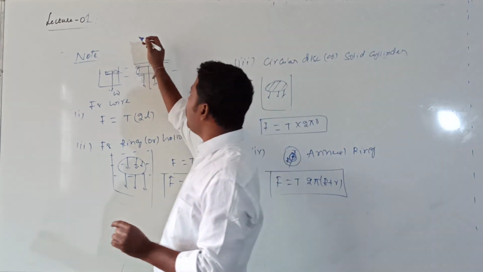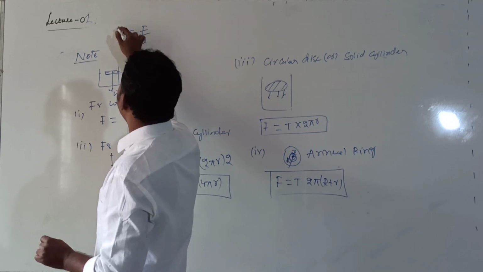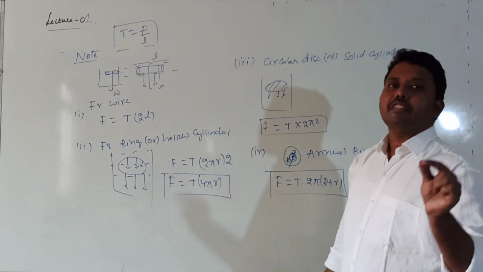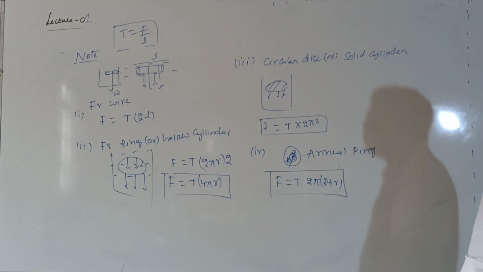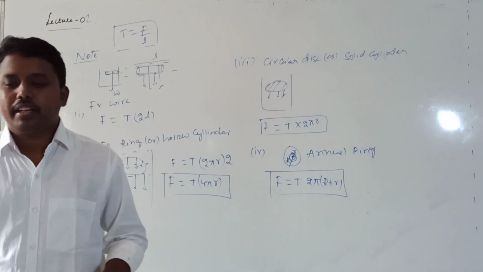Surface tension definition: surface tension can be defined as the normal force acting per unit length on an imaginary line drawn on the free surface of the liquid. So T value is equal to how much? F divided by l. Understood? So okay, next one.